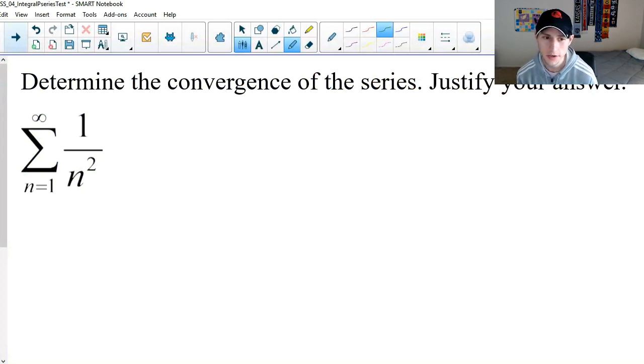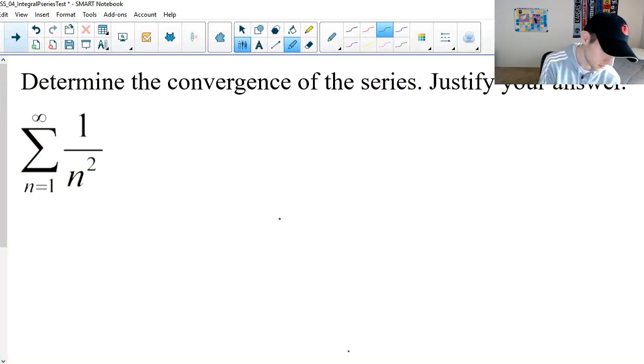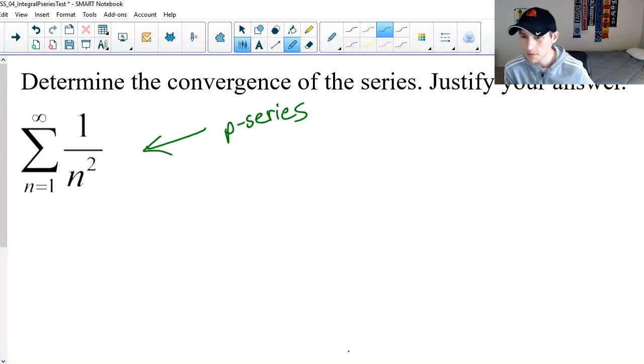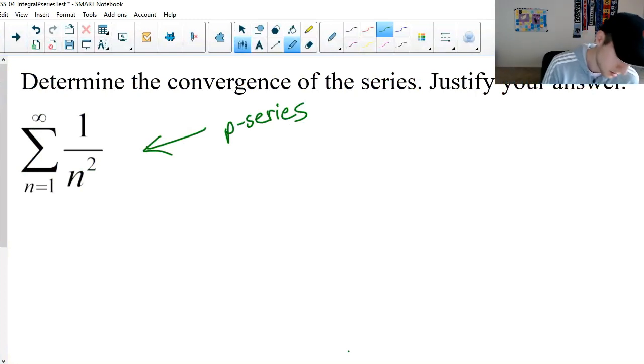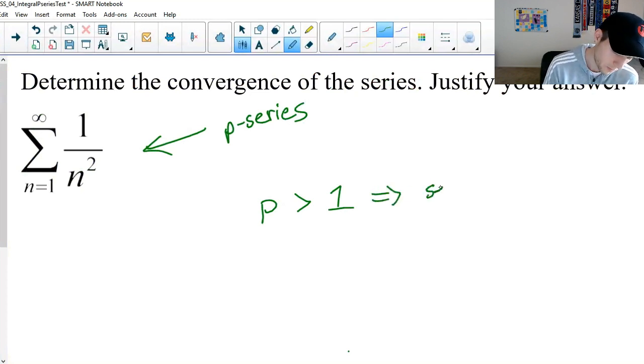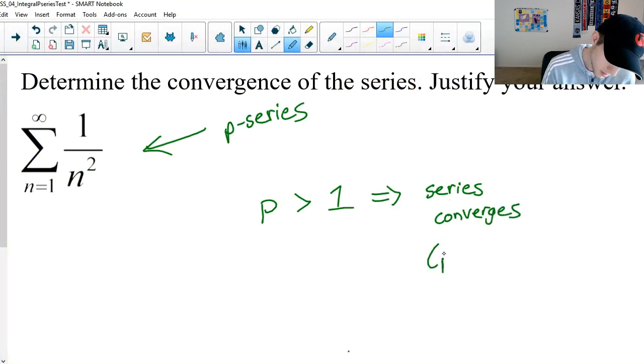Determine the convergence of the series. Justify your answer. All right, well, first thing that I do when I look at this is I recognize that this is a p-series because it's just 1 over n to the power of something, and that power is positive. So in this case, p is 2, so that means it's greater than 1. So we can automatically say the series converges.